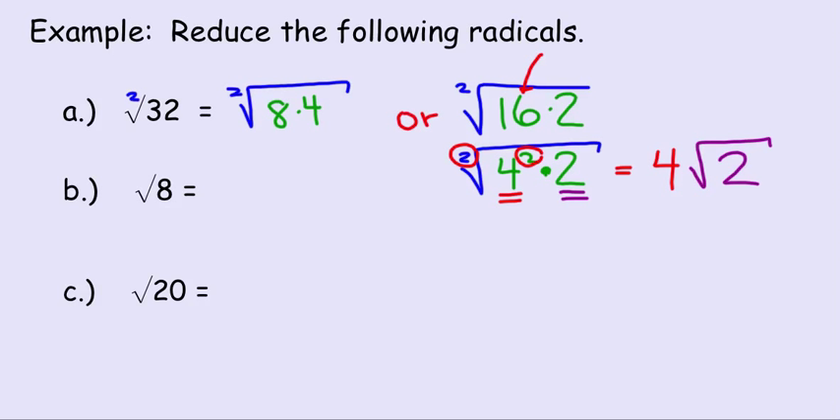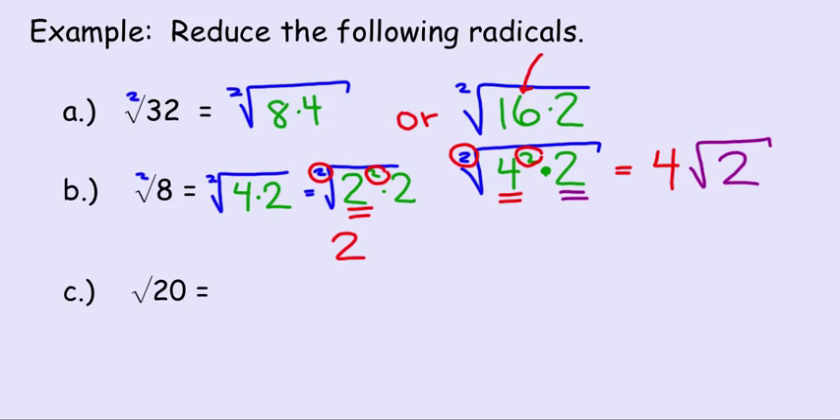Example B, our index is 2. It's a square root. So we want to break down 8 into a product of 2 numbers, something like 4 times 2. And then you can break down 4 as 2 squared. Now my index and power match up, so this 2 can come out in front. Then I still have this other 2 that stays underneath.